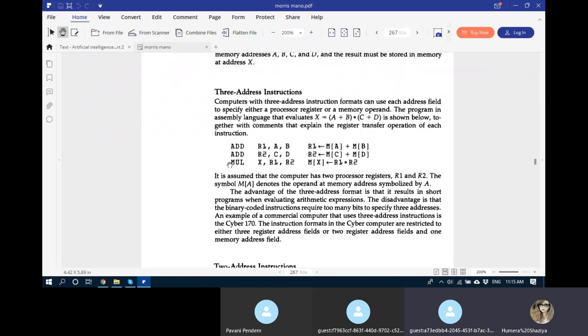In CISC computers, you can directly manipulate the contents of memory. That is possible in CISC. Here you can say M of A. M of A means this is a memory word. M of A is equal to, this left arrow means equal to. This operation is possible in CISC, but in RISC you should have registers on this side.